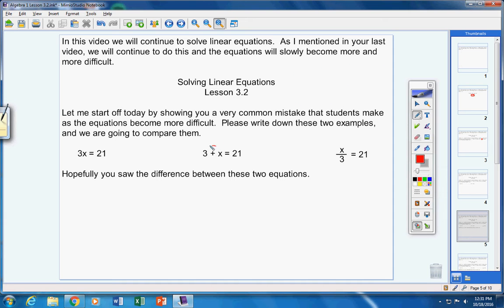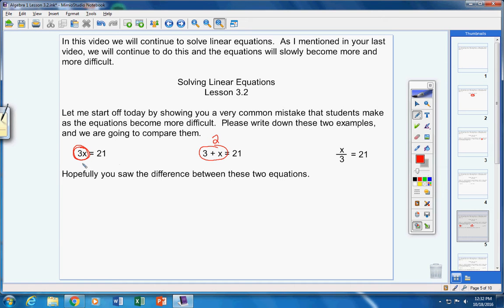Look at this. Right here, I have two terms, because of this positive sign here. If it would have said 3 minus x, I would have two terms because of this negative, or minus, sign right here. Positives and negatives, or pluses and minuses, make terms. Well, look, there's no plus sign or minus sign here. They're side by side, they're multiplying. That's one term.